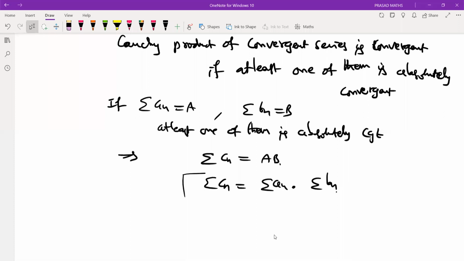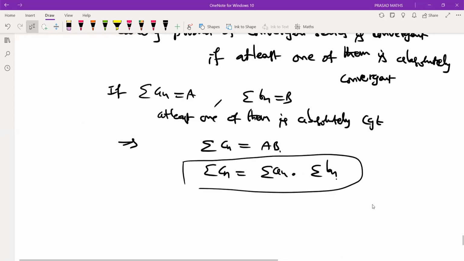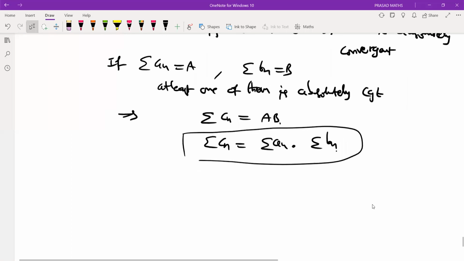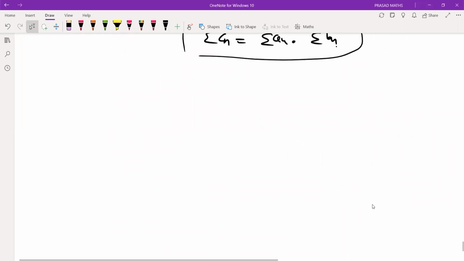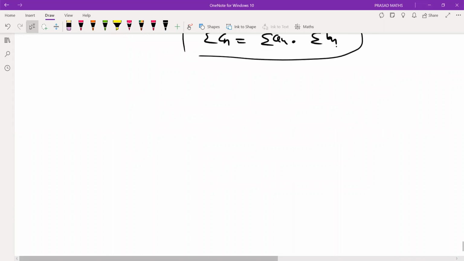So this becomes true. The Cauchy product of the series is nothing but the product of the series. This is important, Mertens theorem. Very interesting question. The Cauchy product of a series is equal to the product of the series. Is it possible? Whenever at least one of them is absolutely convergent. Right? With this I conclude.